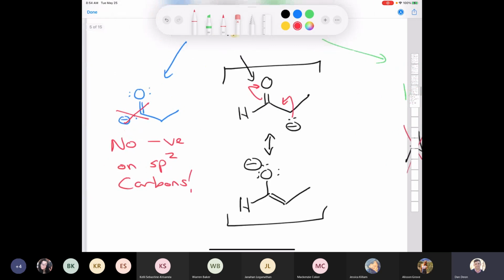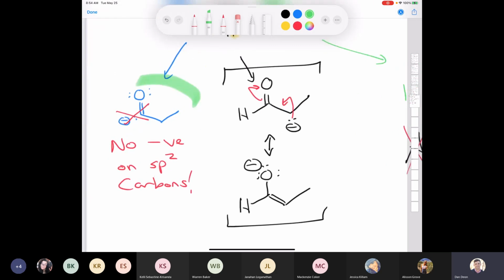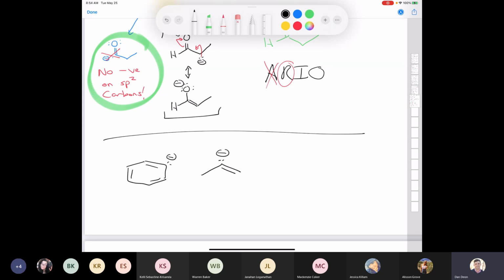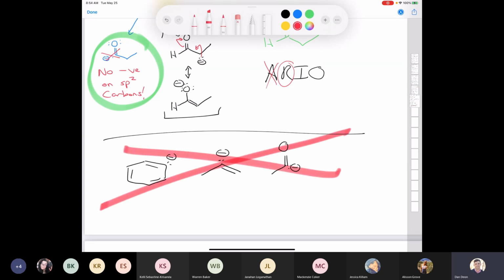Remember this: you are never going to find a negative charge on an sp2 hybridized carbon. If you ever draw an aromatic ring and you've got a negative charge like that, generally speaking, we don't see that. We see something similar to it in organic chemistry too, but the only reason we draw it is just to help us rationalize a structure. But if you ever have an sp2 carbon with a negative charge on it like that, or a carbonyl with a negative charge, none of these. Get that straight. You'll never see those in organic chemistry.